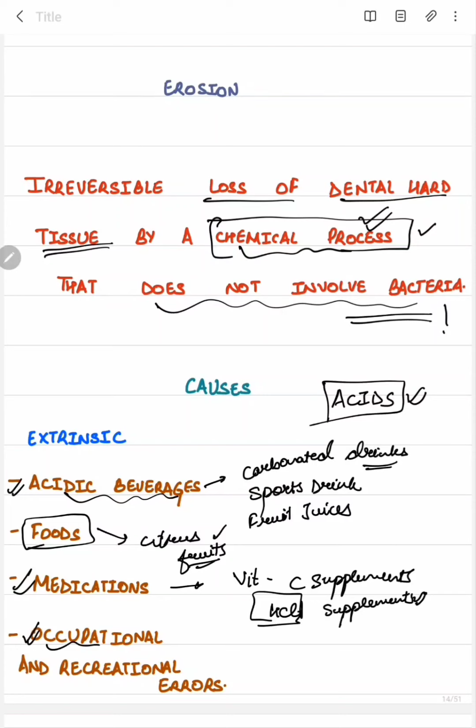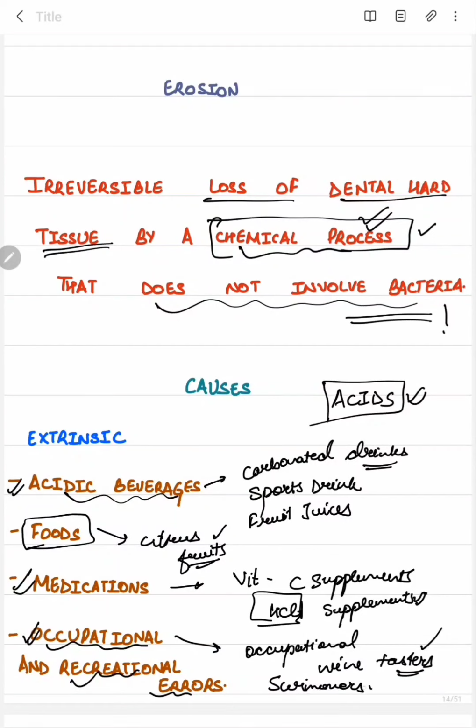And lastly, the occupational and recreational errors such as occupational wine tasters. So these are more prone to erosion of teeth, right? So erosion is reported in swimmers also. So these are the occupational and recreational errors, you can say.